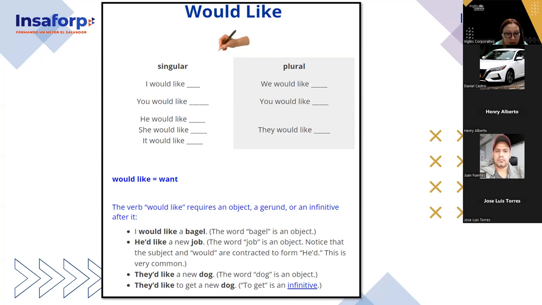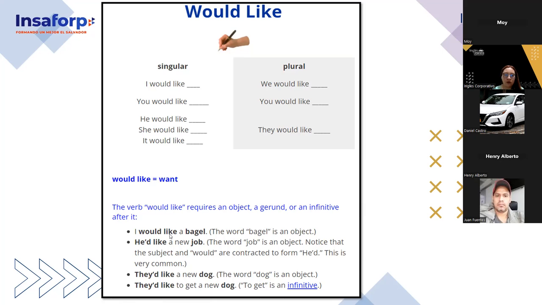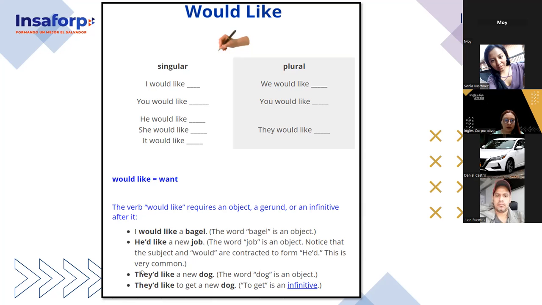And I need volunteers to read this part, please. Ocupo dos voluntarios para esta parte de acá, para leer. Veamos, levantemos la mano para poder asignarlos. Uno va a leer estos dos puntos y la otra persona lee estos dos puntos de acá. Ahorita solo estamos leyendo, right? Solo vamos a ver la introducción al tema. Volunteers para lectura. Moy nos ayuda con los primeros dos puntos, por favor. Y Sonia Martínez con los últimos dos puntos.